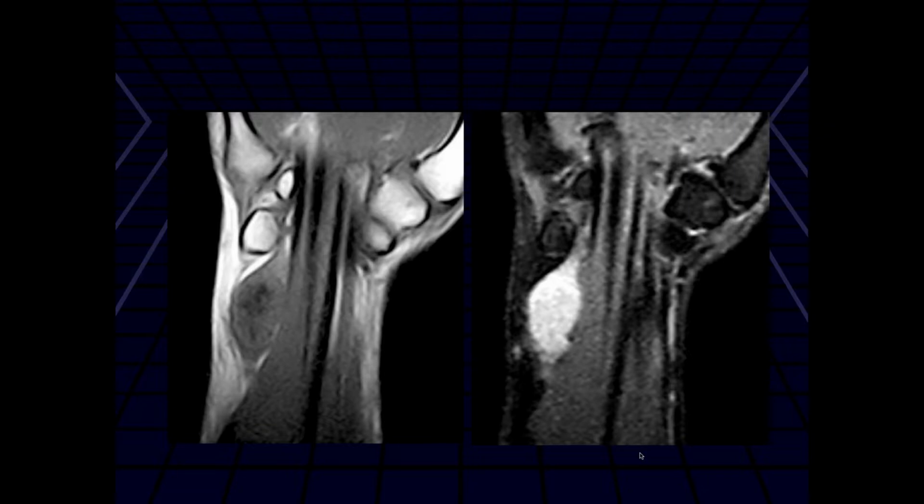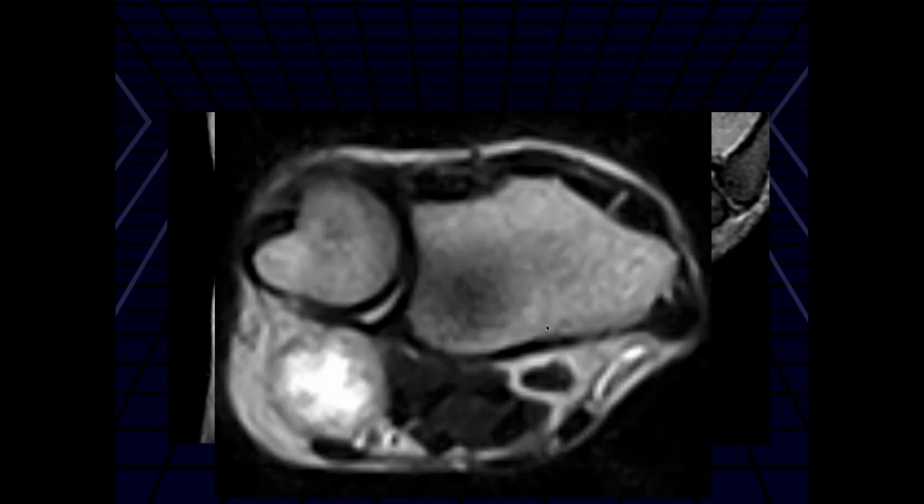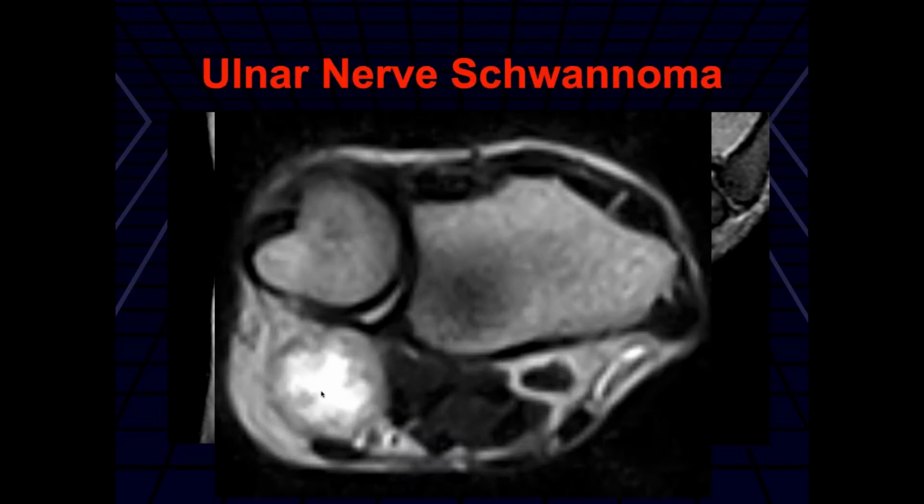Michael? Okay, so we see this circumscribed, elliptical, markedly hyperintense lesion. It looks like a mass on the proximal aspect of the wrist, down at the distal radius and ulna. This kind of looks like a schwannoma, and it's right underneath the flexor carpi ulnaris. So I'm guessing it's an ulnar nerve schwannoma.